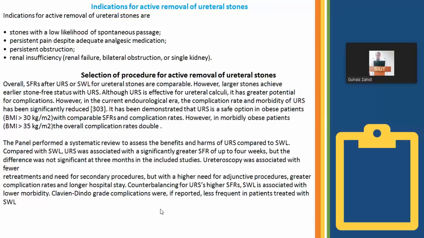Ureteroscopy was associated with fewer retreatments and need for secondary procedures, but with a higher need for adjunctive procedures, greater complication rates, and longer hospital stay. Counterbalancing the high SFRs of URS, SWL is associated with lower morbidity. Clavien-Dindo grade complications were, if reported, less frequent in patients treated with SWL.